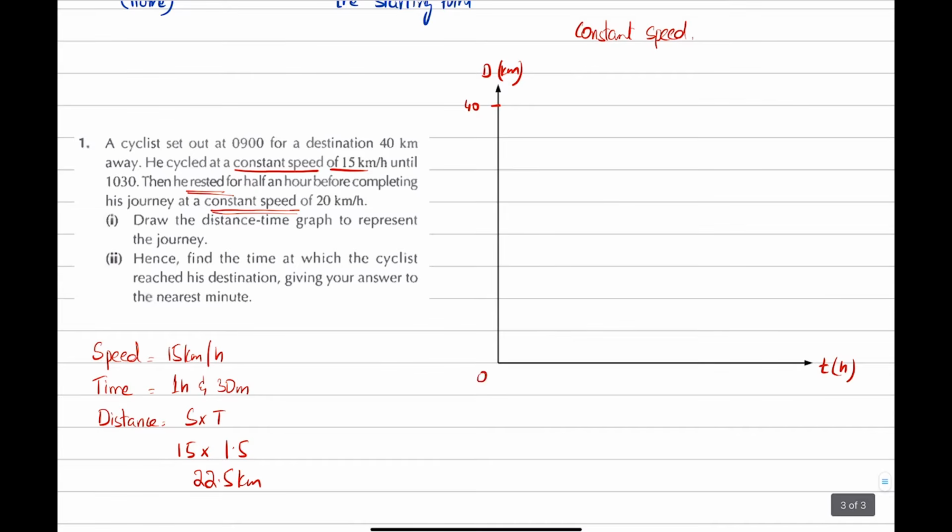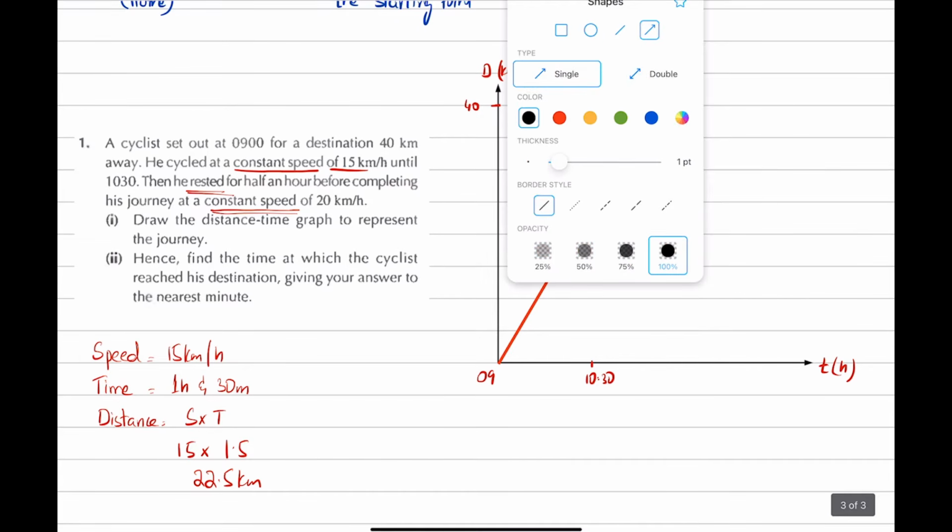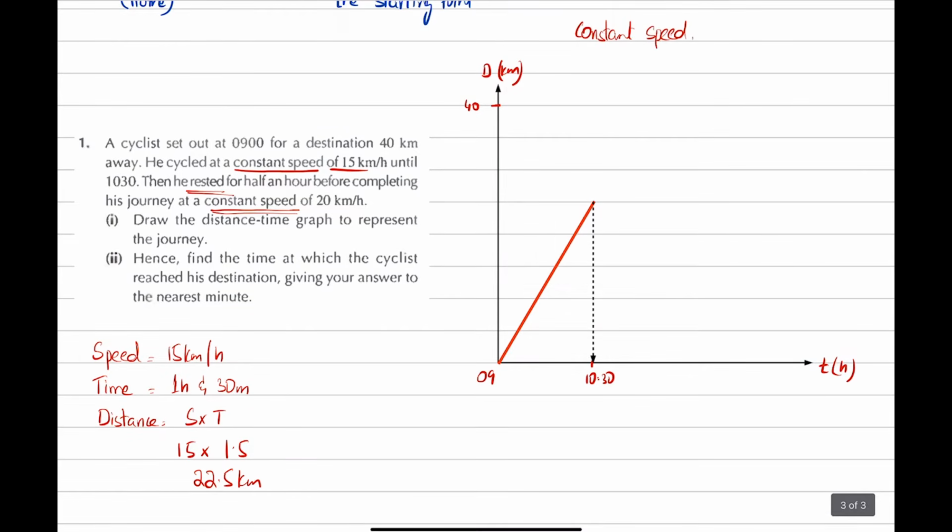So that means when he set out at 0900, by the time it was 10:30, he had already covered a distance of 22.5. So at this point we have 10:30 and this distance is 22.5. Now before I do the next part of the journey, if you guys have any questions, feel free to ask. Now the next part of the journey says then he rested for half an hour.